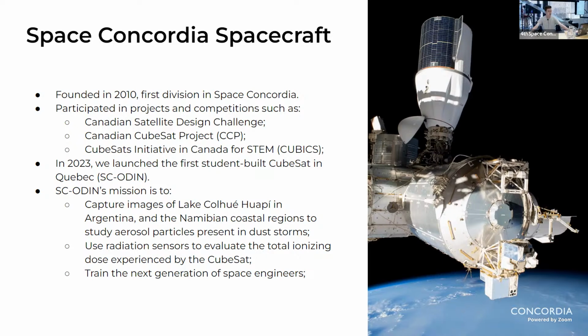More recently, we participated in the Canadian CubeSat project, the CCP, which was funded by the Canadian Space Agency for 15 university teams to design, implement, and eventually launch their satellites. So we were luckily part of that. During that project, we created SC Odin, which is now in orbit. We launched in June 2023, so this year, and we deployed from the ISS in July. And since then, we've been in orbit.